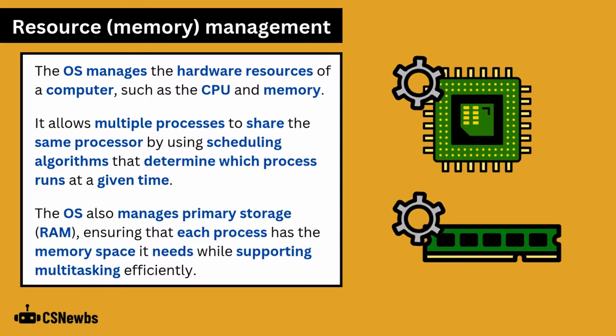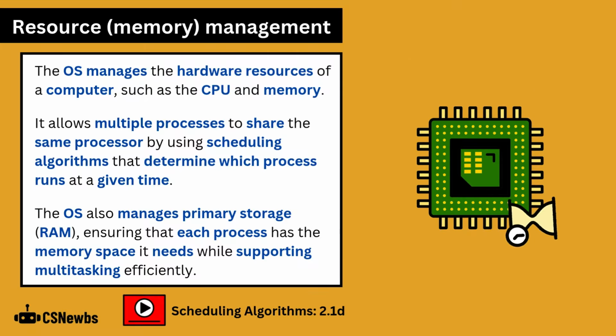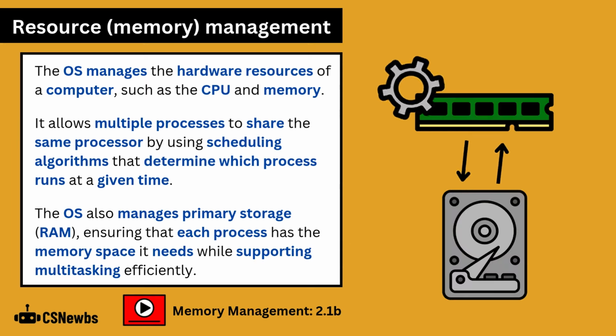The operating system manages the hardware resources of a computer, such as the central processing unit and memory. It allows multiple processes to share the same processor by using scheduling algorithms that determine which process runs at a given time. 5 specific scheduling algorithms are explained and evaluated in section 2.1d. The operating system also manages primary storage, RAM, ensuring that each process has the memory space it needs while supporting multitasking efficiently. Memory management is covered in more detail in the next video in section 2.1b.